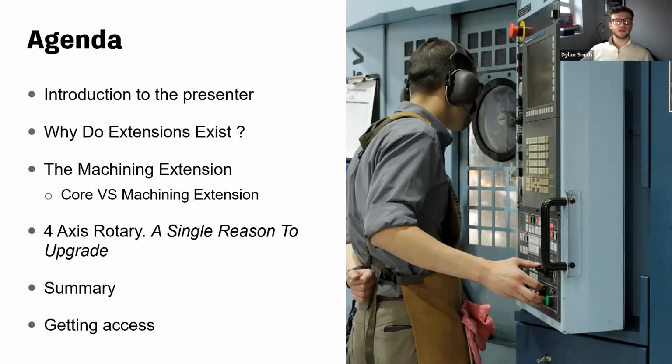Okay, so this is what the agenda looks like for this session. Firstly, we'll go over who I am and what I specialize in. Next, we'll look at why extensions exist at a high level. Then we'll look deeper into why the machining extension exists and specifically Fusion 360 core versus the machining extension. Then even deeper than that at the single strategy 4-axis rotary and why this alone is a reason to upgrade to the machining extension. After that, we'll summarize and cover everything that we've been over in the session. And finally, we will go through how you can get access to this technology.